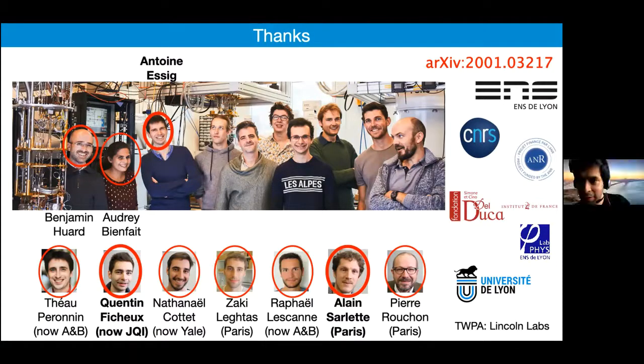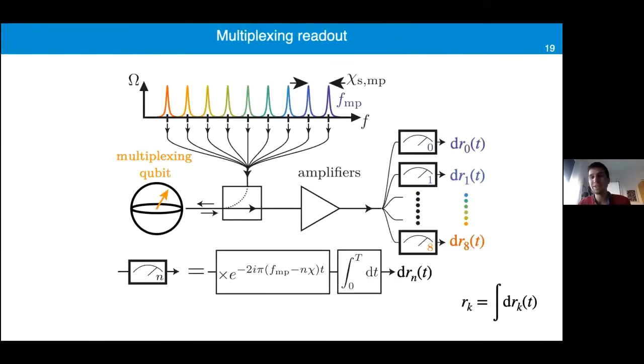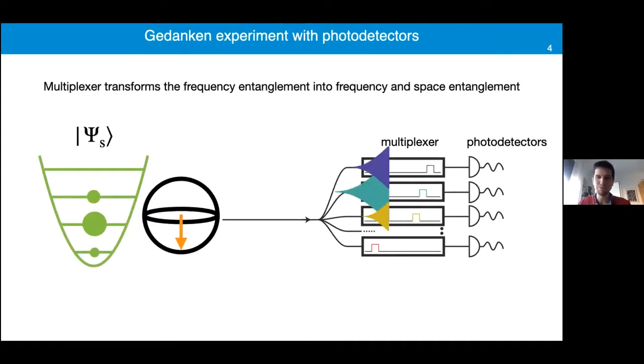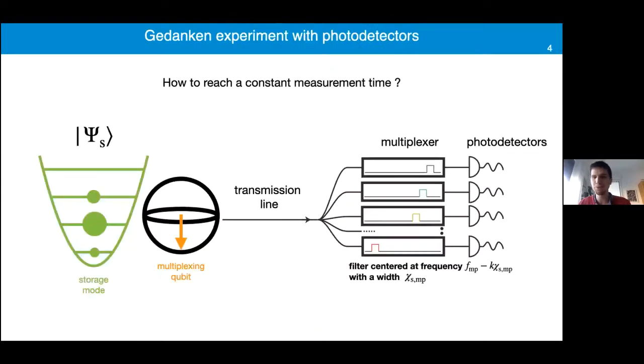Any further questions? I was wondering, you speak of these Gedanken experiments, but both your team and my former team have developed single photon detectors in the microwave. So why are you not looking into doing this for real? It depends, but if you want to do your measurement from 0 to 8 photons, you need 9 photodetectors which work pretty well.